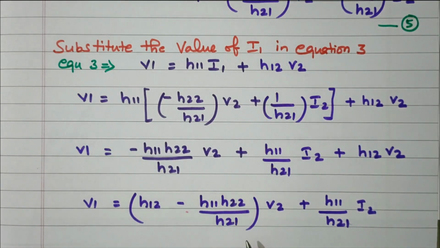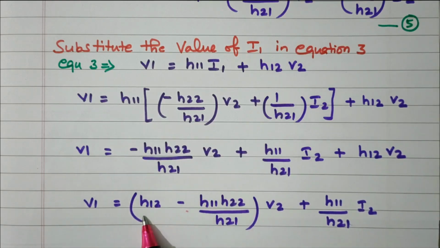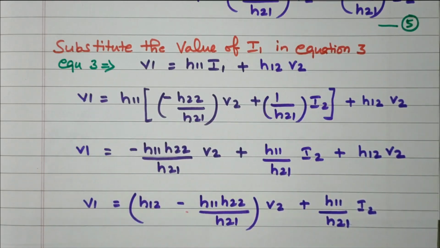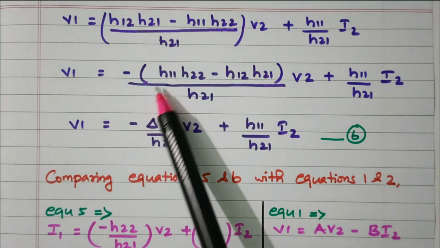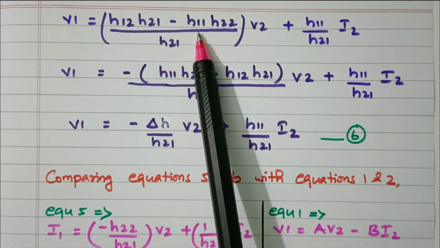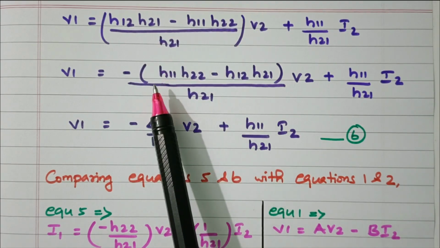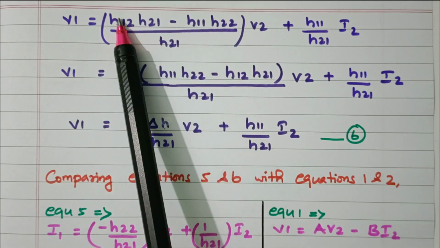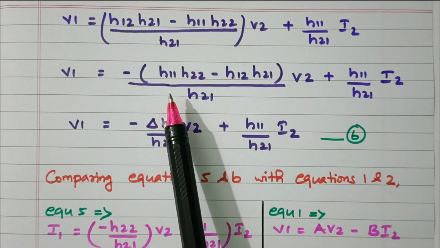Right. Now next we will take the LCM. We will take this H21 common between these two terms. So while taking LCM, what we got? H12 into H21 minus H11 H22 divided by H21, right? So this H21 is multiplied here, so that we got this, right?